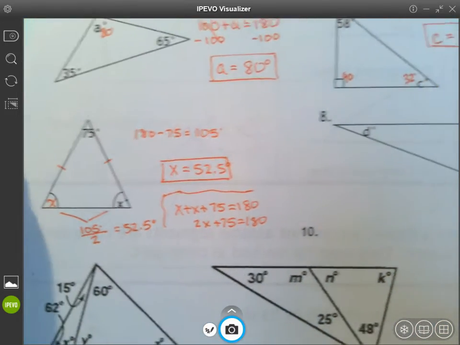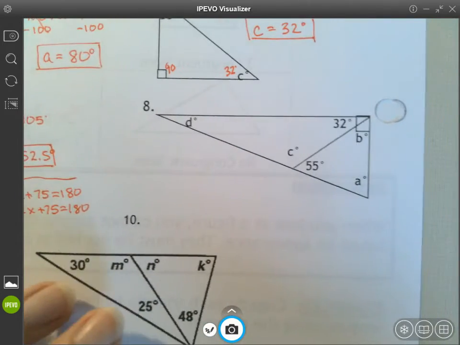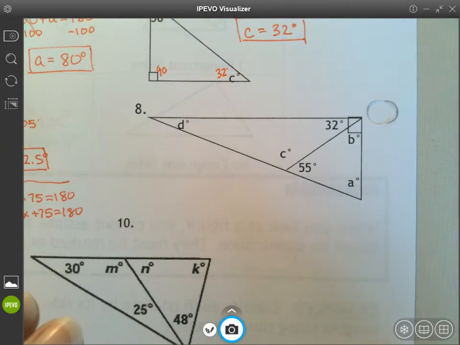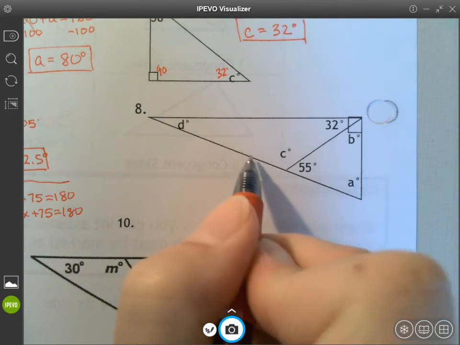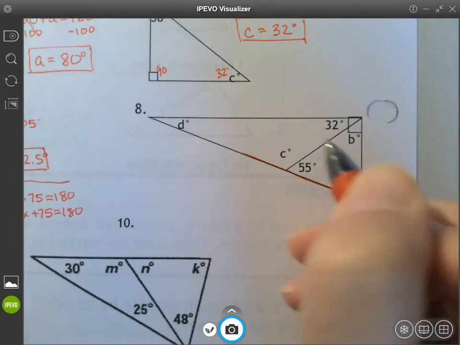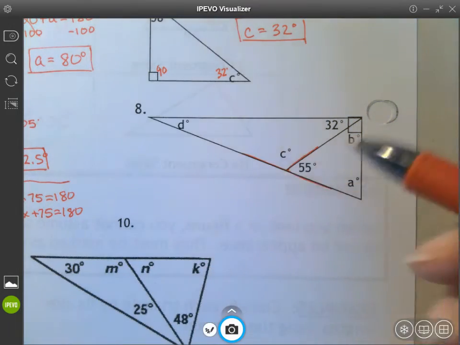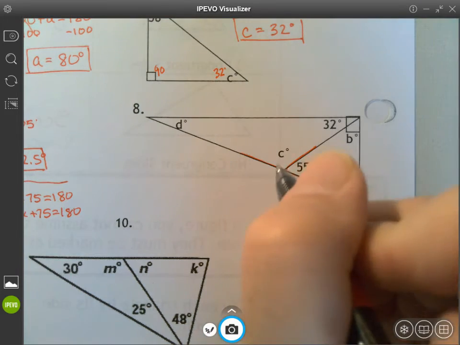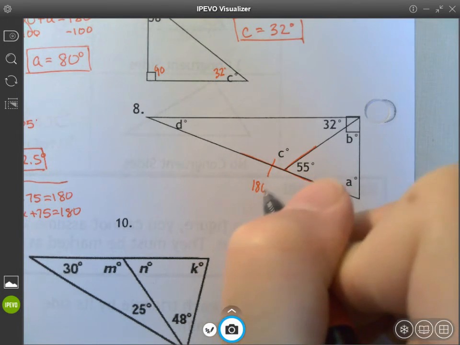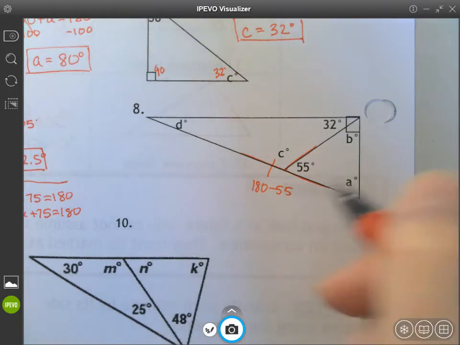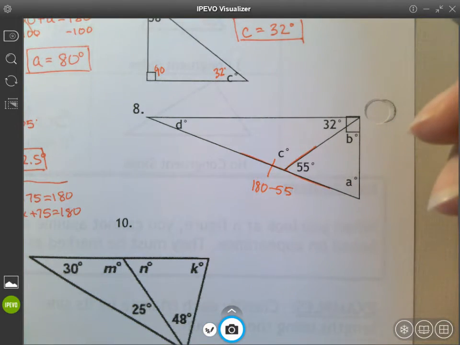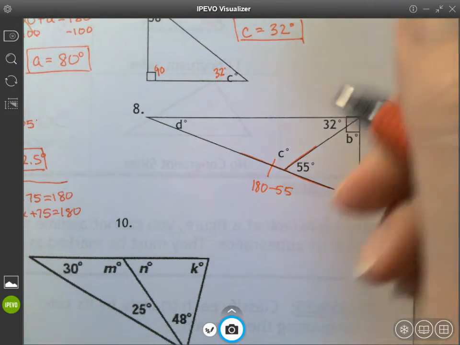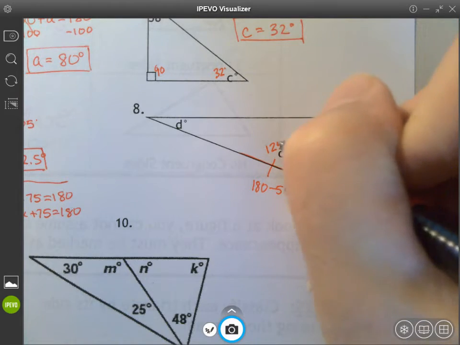Okay, number 8, there is a lot going on over here. There are 2 things that you have to start with. So one of them, do you remember your linear pair? 2 angles form a line. How many degrees do these 2 angles add up to? 180. So to find angle C, take 180 minus 55. What's left? Should be 125 degrees for C.